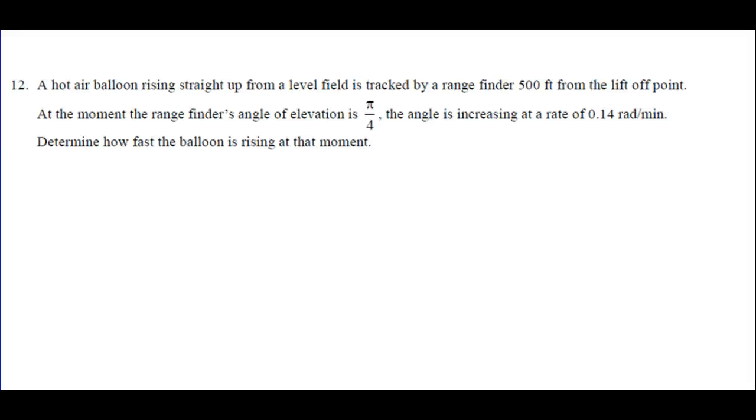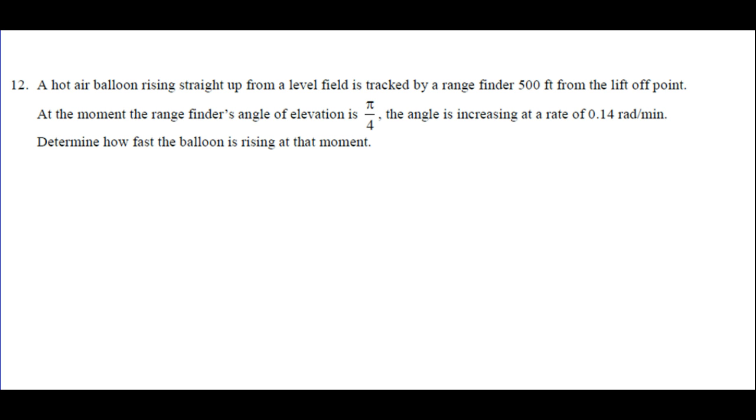A hot air balloon is rising straight up from a level field and is tracked by a rangefinder 500 feet from the liftoff point. At the moment, the rangefinder's angle of elevation is pi over 4. The angle is increasing at a rate of 0.14 radians per minute. Determine how fast the balloon is rising at that moment.